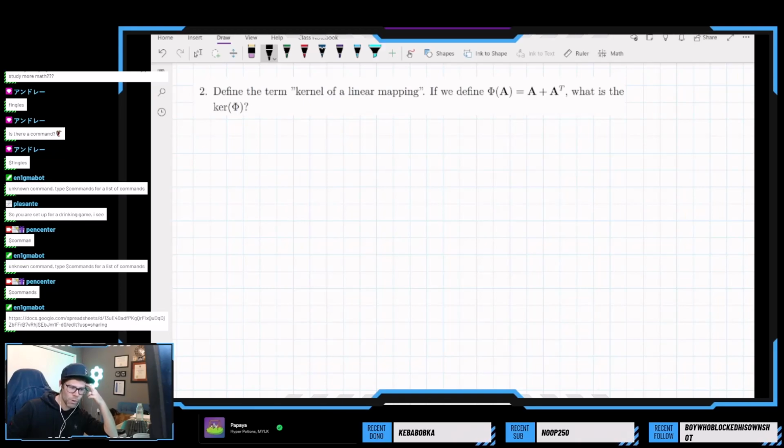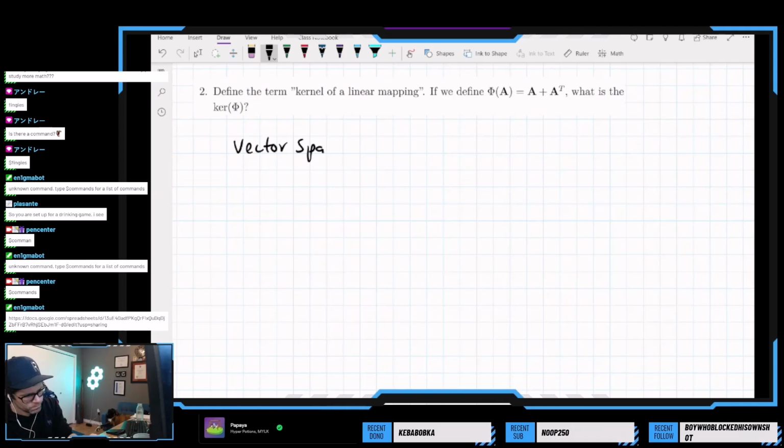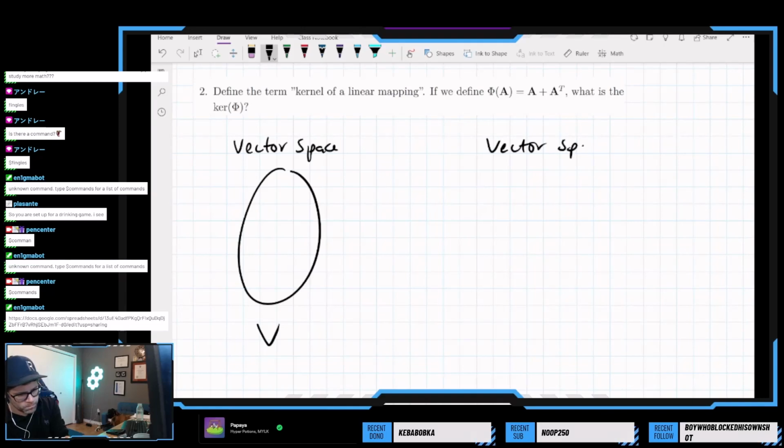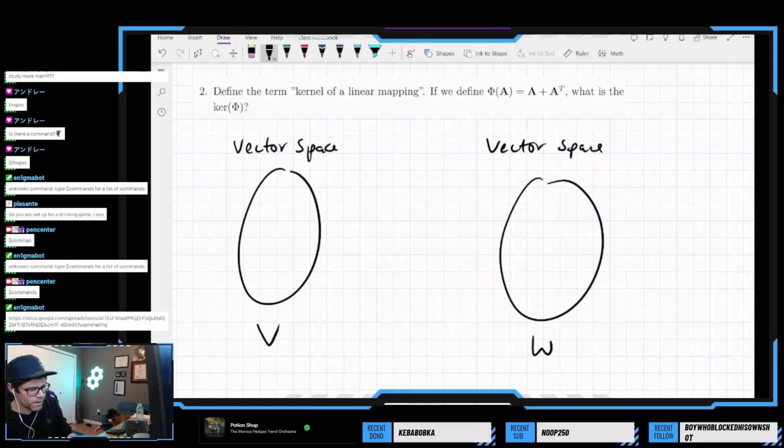So we want to talk about the kernel of a linear map. If we want to talk about a linear map, this is just a map between spaces. So we have two vector spaces. Let's call one V, and the other one W. And we have some kind of mapping between these two vector spaces.